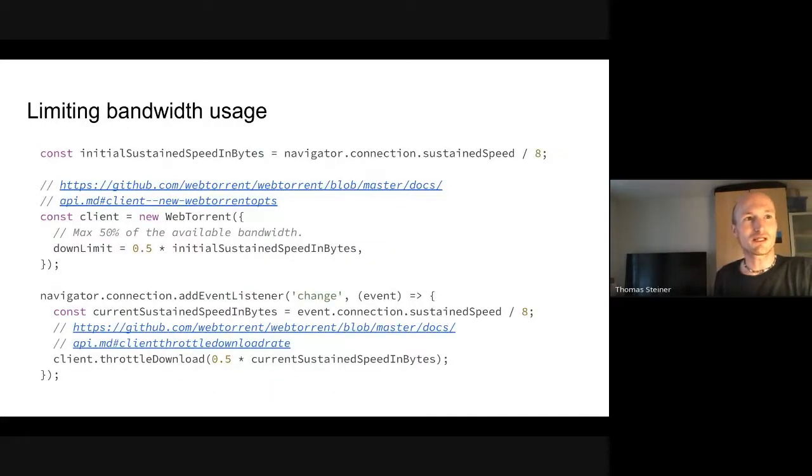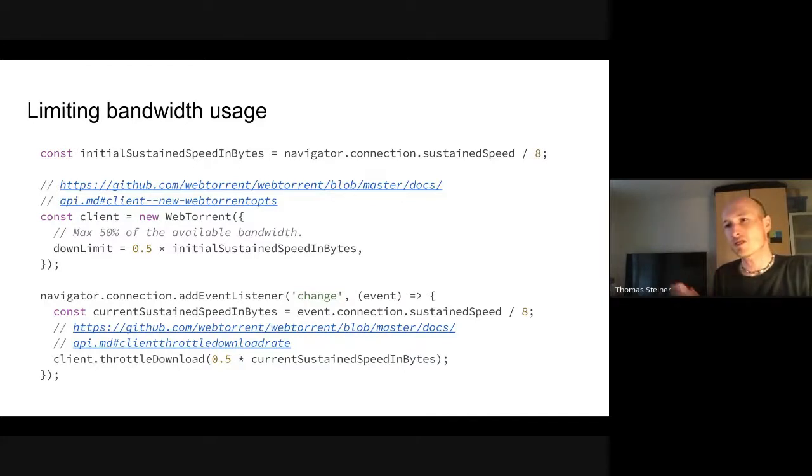Something maybe a little bit more challenging is limiting bandwidth usage. For this, I looked at an example from a tool called WebTorrent, which allows you to download completely legal movies and series from the internet using the BitTorrent protocol. It's documented here, and I just highlighted the documentation. You instantiate a new client by calling new WebTorrent, and you can set the download limit to the initial sustained speed in bytes, and I say 50% of it. I get this initially from navigator.connection.sustainedSpeed, which is defined in bits, so I divide by 8 to get it in bytes, which is what the API accepts.